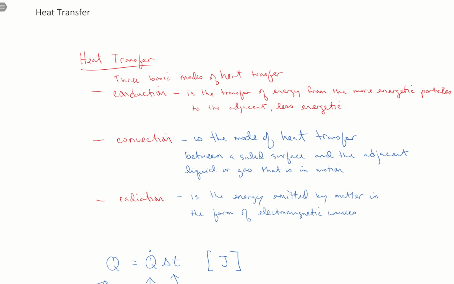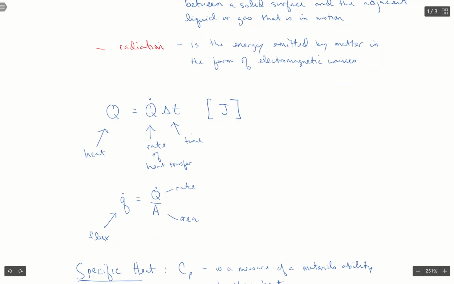The third mode of heat transfer is radiation, which is the energy emitted by matter in the form of electromagnetic waves. So these are the three basic modes of heat transfer. In this class, we will practice modeling conduction and convection. So let's go over some of the basic equations.